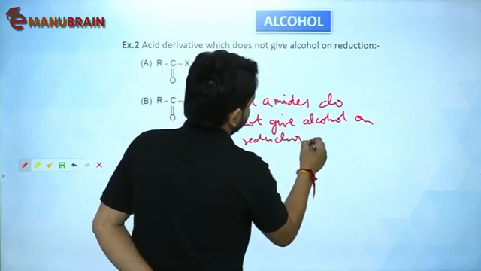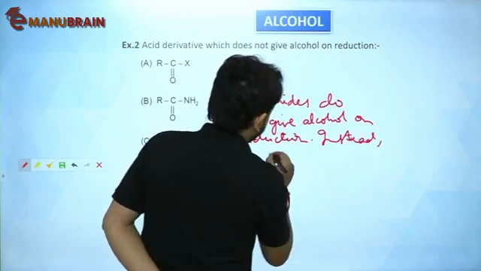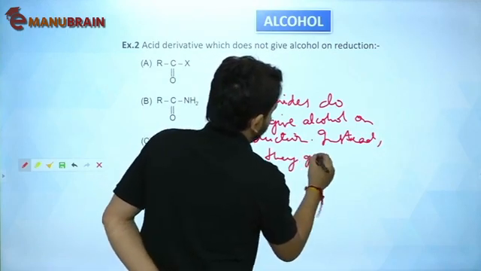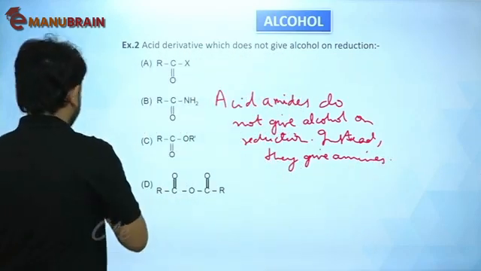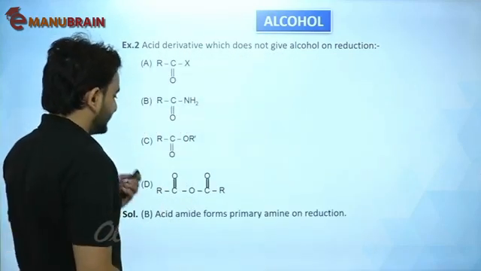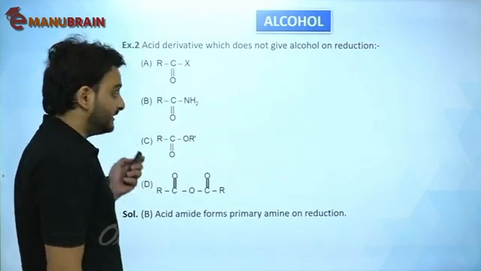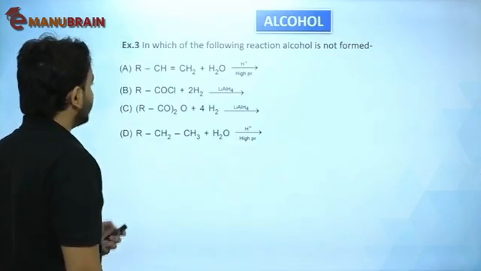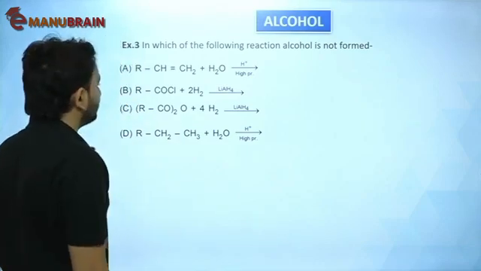Instead, guys, they give amines, right? We've talked about this. All right, so this is what we have. Acid amide primarily forms primary amine on reduction, right? So the major product will be a primary amine, guys. In which of the following reactions is alcohol not formed?